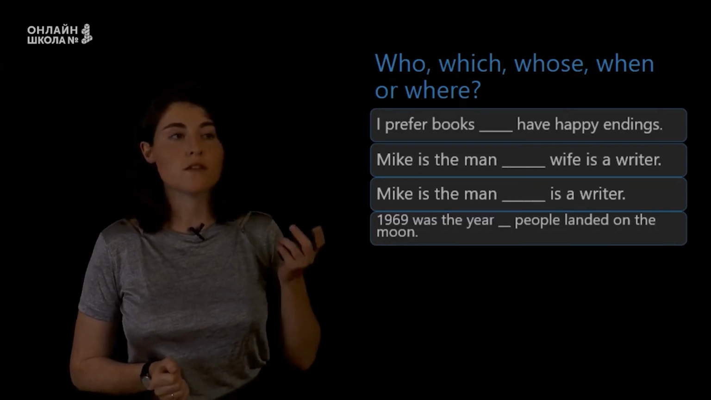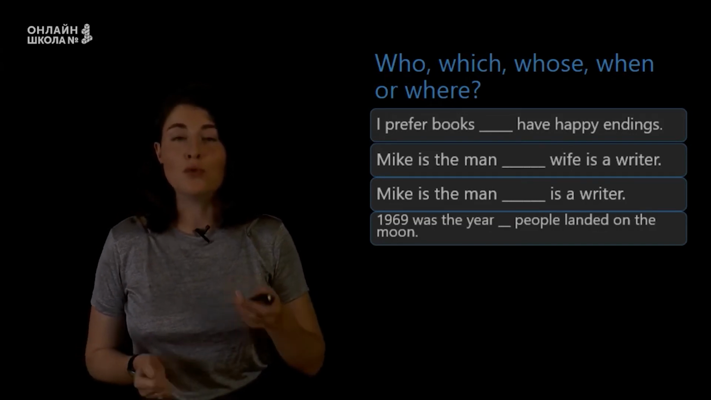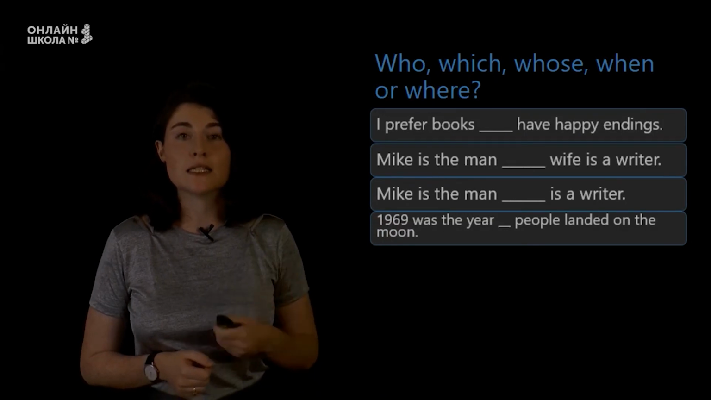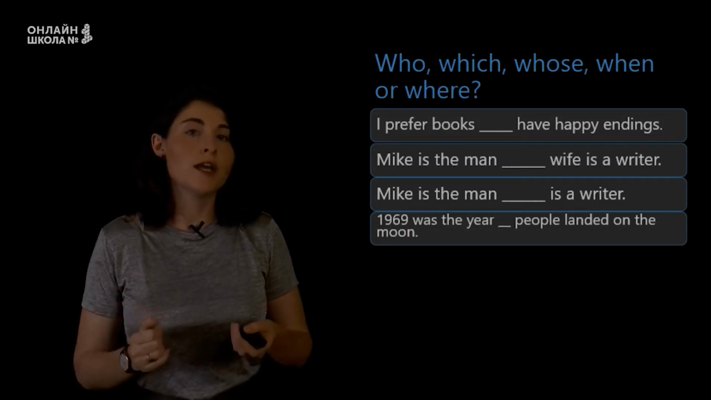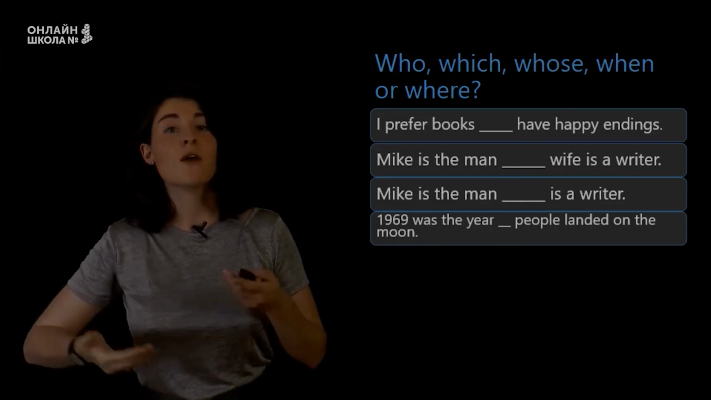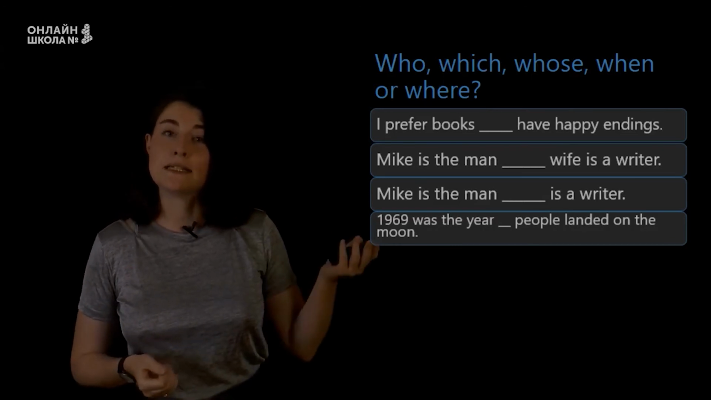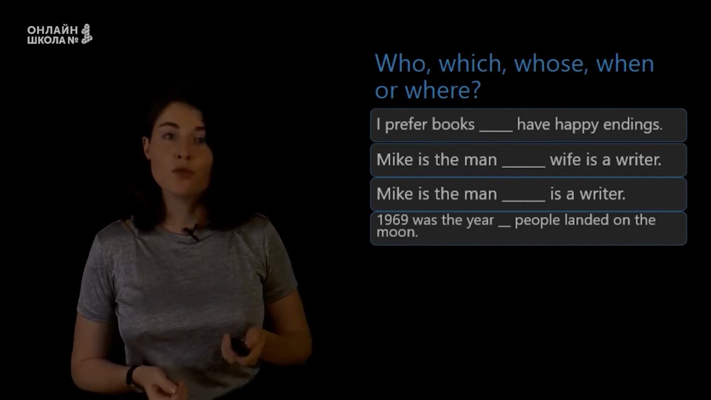1969 was the year when people landed on the moon. So, here we're speaking about 1969. What is it? This is a year. And when we speak about years and times and days, we are using the pronoun when. So, 1969 was the year when people landed on the moon.